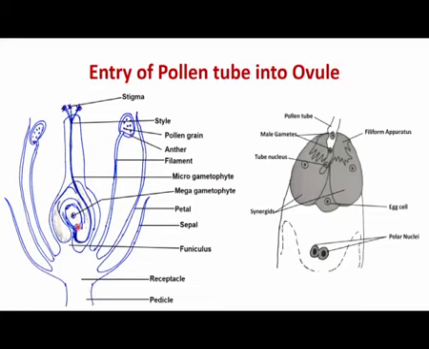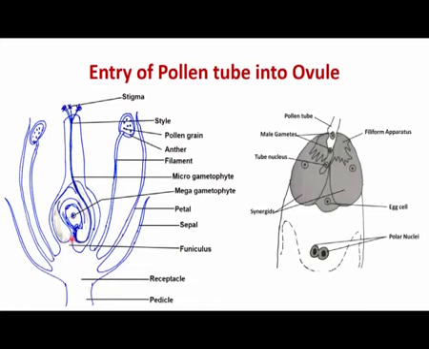If it enters through the micropylar site, this process is known as porogamy. If it enters through the chalazal end, then it is called chalazogamy, and in rare cases, if it enters laterally by piercing the wall of the ovule, then it is called mesogamy. The most common way of entry of pollen tube into the ovule is porogamy, which is very common. In rare cases, it follows the other passages, that means chalazogamy or mesogamy.